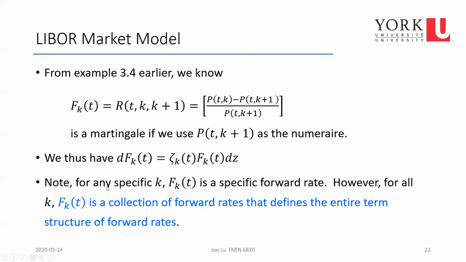Now, for any specific k, if we make this k a specific k, then it means it's a point on that forward rate curve. But if you allow this k to be a variable, then this f(k,t) is a collection of the forward rates, or it means the entire curve as observed at time t. So that f(k), k being a variable, is the term structure of forward rates.